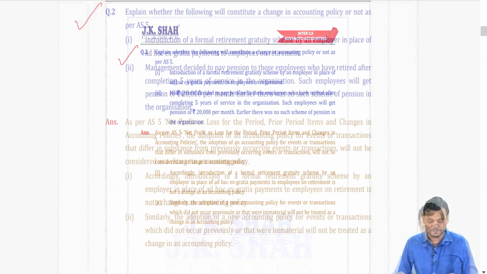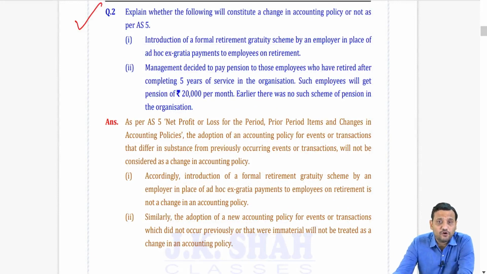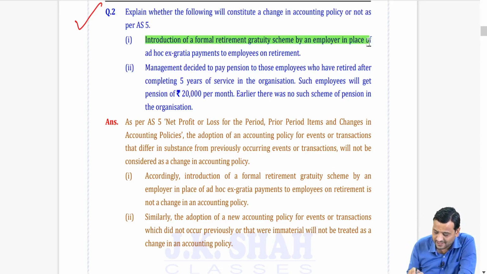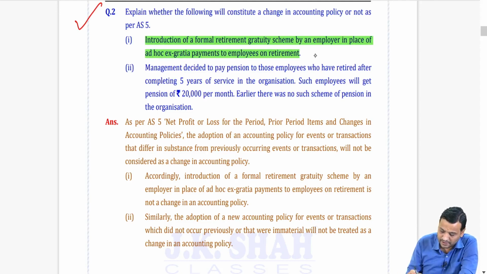Question number 2. Explain whether the following will constitute a change in accounting policy or not as per AS5. The first thing it says: introduction of a formal retirement gratuity scheme by an employer in place of ad hoc ex gratia payments to employees on retirement. My answer is no, sir. This is not a change in accounting policy.